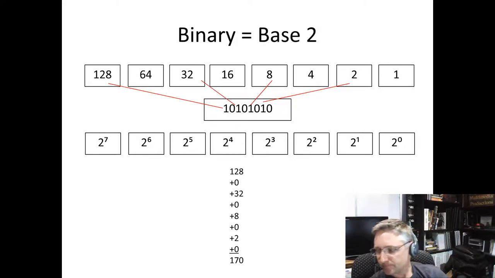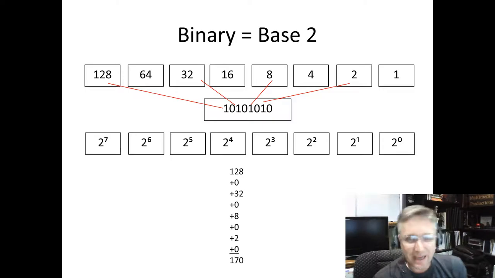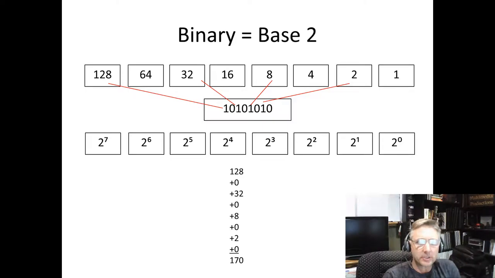All right, so base 2, same concept, right? We've got these columns. Each column represents a power of 2 this time instead of a power of 10. Binary means 2, base 2. And so you have a value of 0 or 1. So we have 2 values available to us, and each column is therefore a power of 2, an exponent of 2.